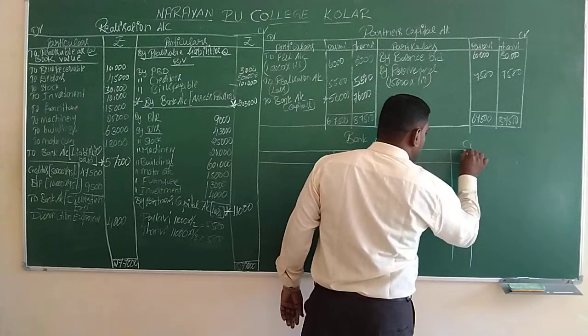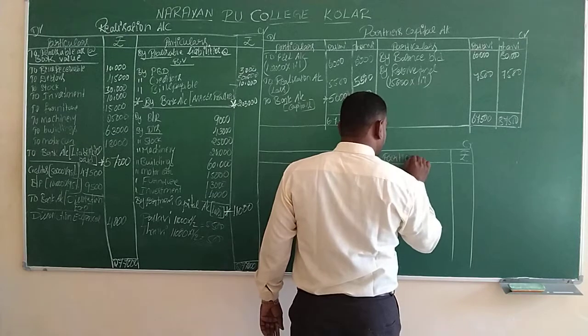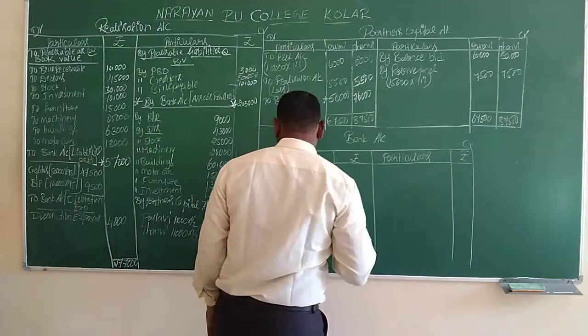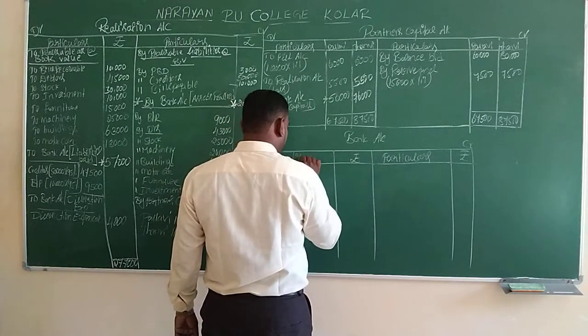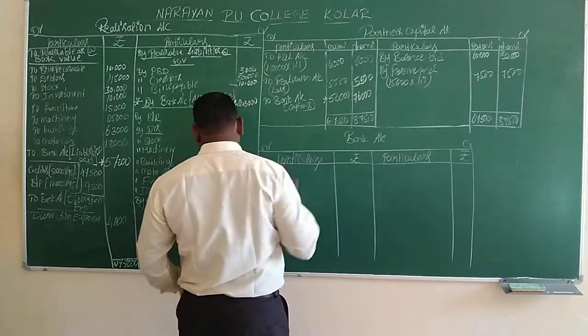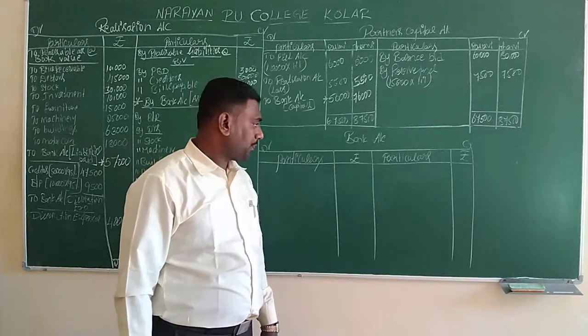Debit and credit compulsory, we have to write particulars, amount, particulars, amount, particulars, amount.